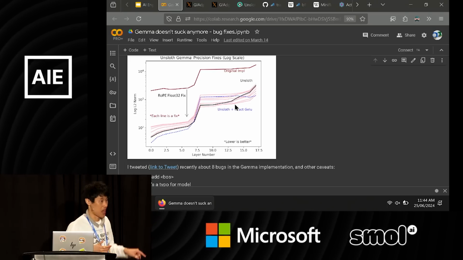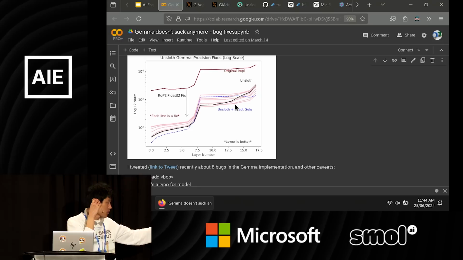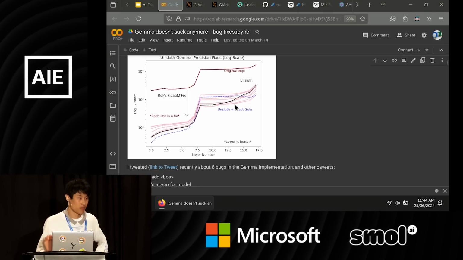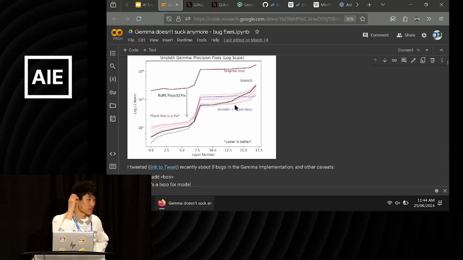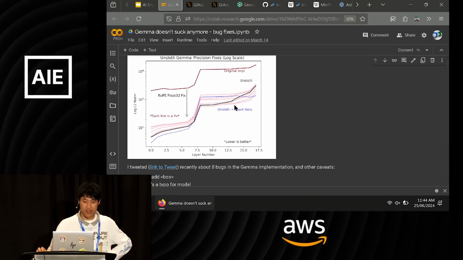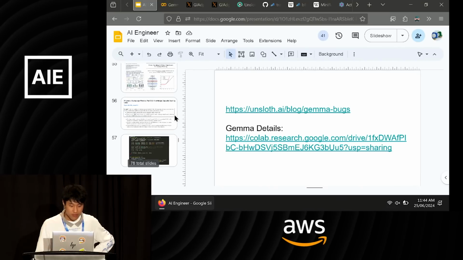And this is log scale. When it's log scale, it looks better. When it's not log scale, it looks very bad. So is that better? So you're taking the output of each layer. Yes, output of each layer. Yes.